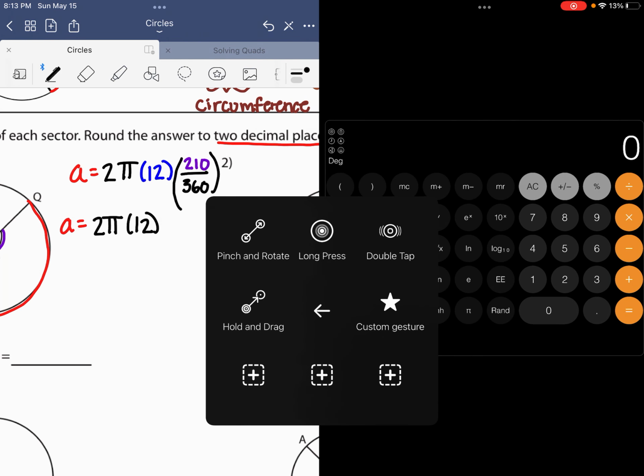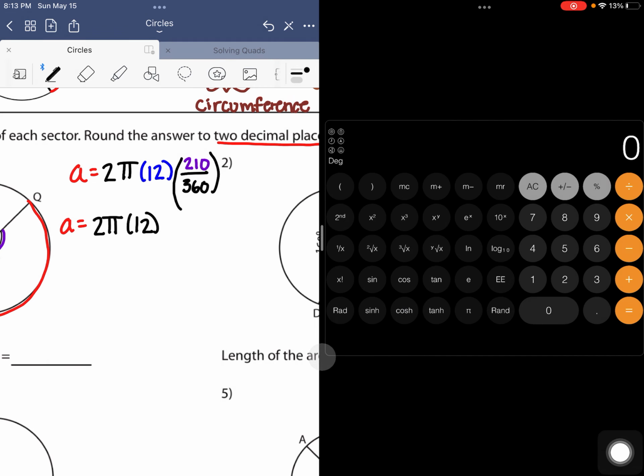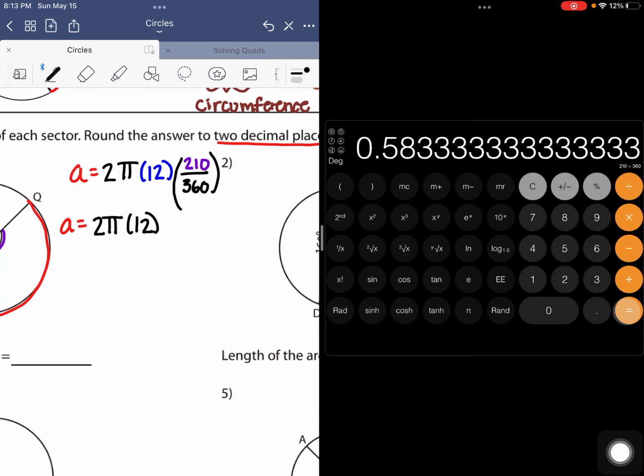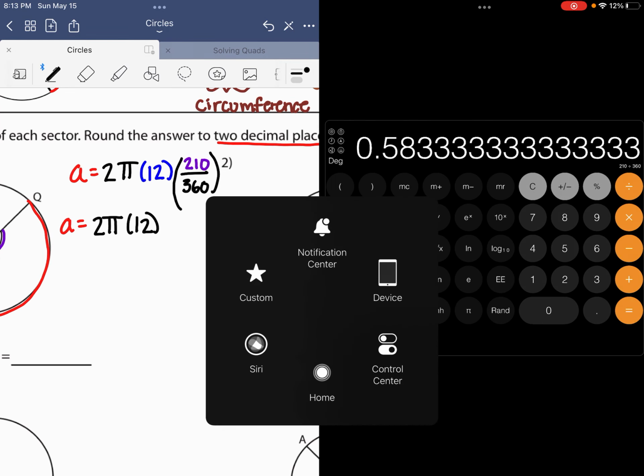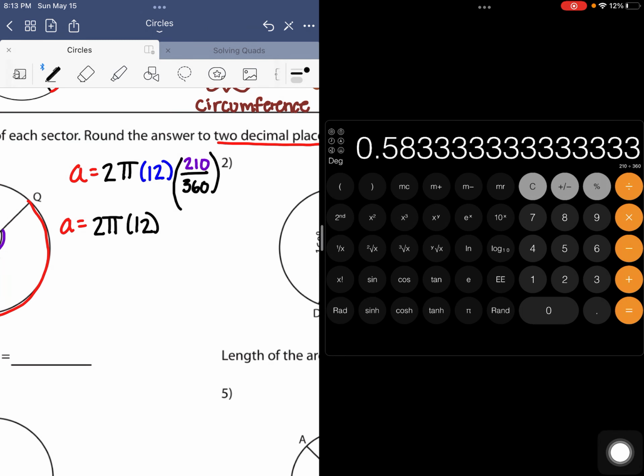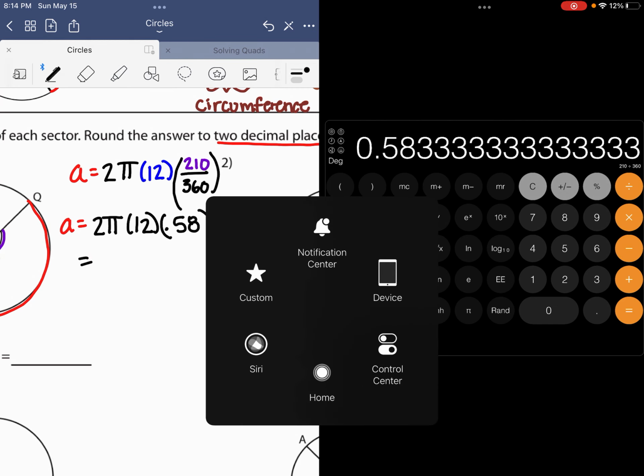Okay, so I am doing 210 divided by 360. I'm going to round to the nearest hundredths, okay? So that is 0.58. 0.58. And I'm also going to put this in parentheses. Now I can just multiply this whole thing out, okay? You can go piece by piece, but the good thing about the calculator is I could do it all in one go.